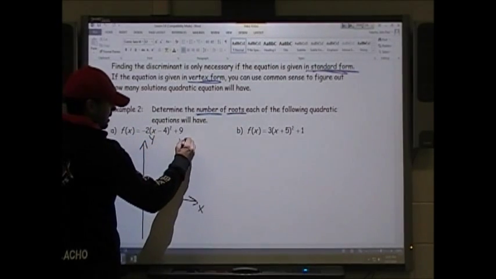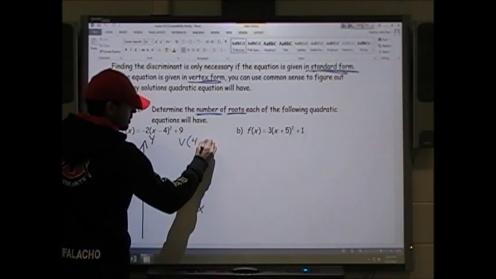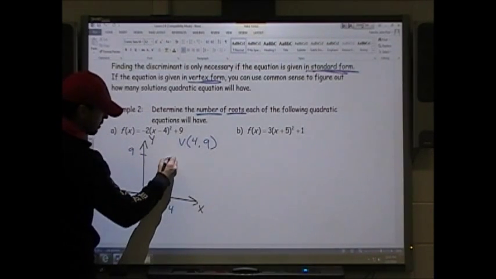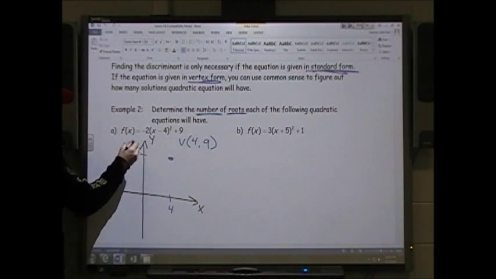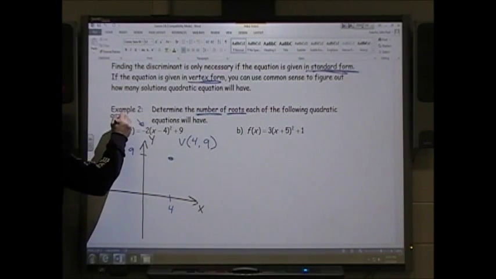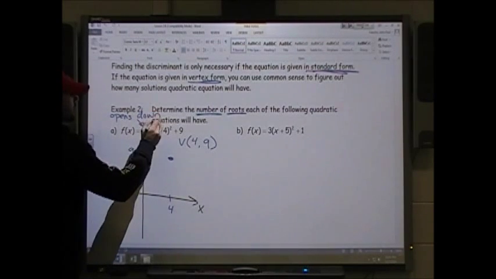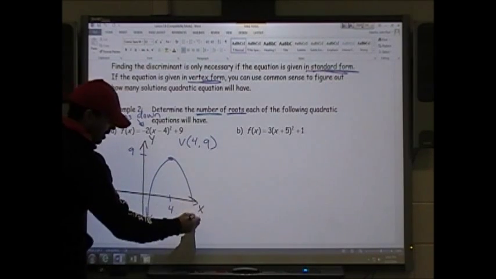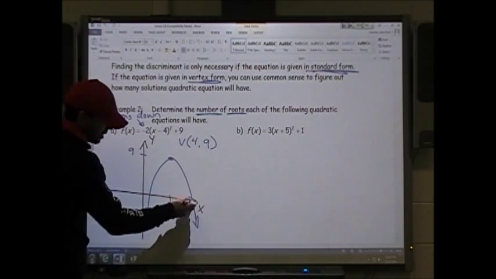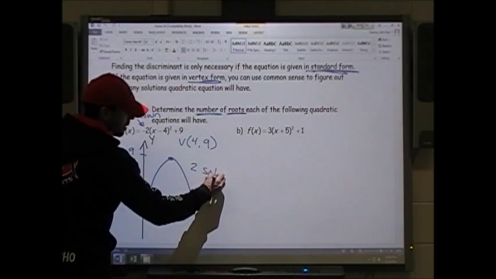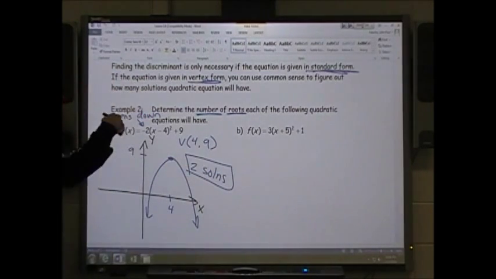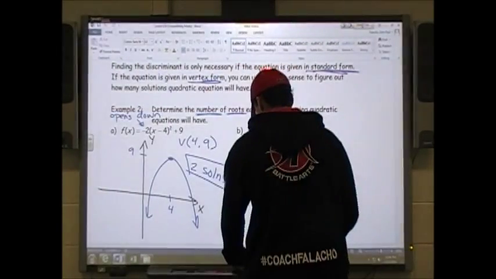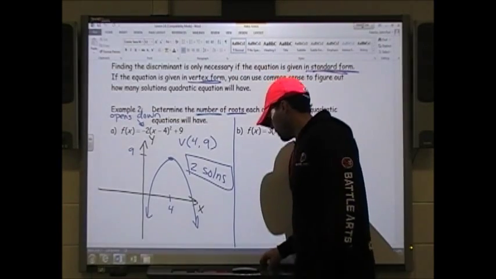The vertex of this thing is (4, 9). (4, 9) is somewhere here, right there. This thing opens down because the a value is negative. So if it opens down, it doesn't matter where it crosses the x-axis, but there are going to be two solutions because the vertex is above the x-axis and it opens down. It's going to cross twice. So right away I know that. Okay? This one here, same thing.